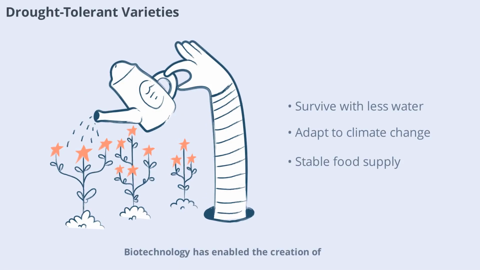Biotechnology has enabled the creation of crops that can thrive in dry conditions. By identifying and introducing genes responsible for drought tolerance, scientists help plants survive with less water. These drought-tolerant varieties are crucial for regions facing water scarcity and climate change. They ensure stable food production even during periods of low rainfall, supporting farmers and communities in vulnerable areas.